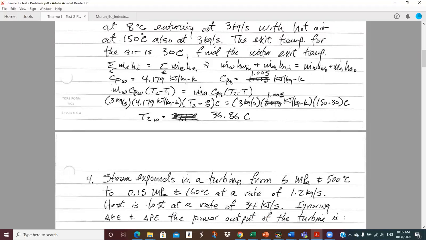And I brought the water term to one side and the air term to the other side, and then plugging in for the water, I get 3 kilograms per second times the specific heat of water times T2 minus 8, the entering temperature. And on the air side, it's the same mass flow. There's the specific heat of air, and I know both temperatures, so that's 150 minus 30, which is 120. And then I solve this, so I can throw the 3's away, and I do the arithmetic to solve for T2, and I get 36.86.